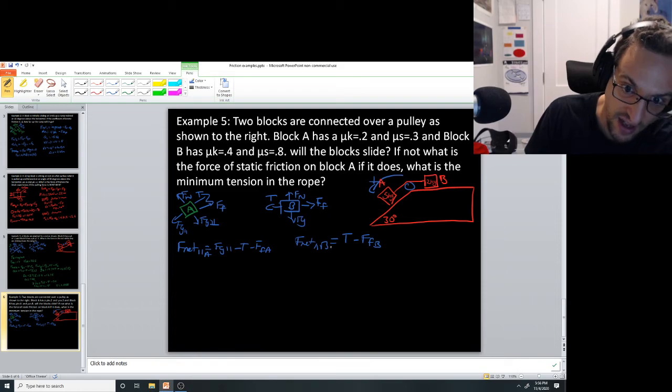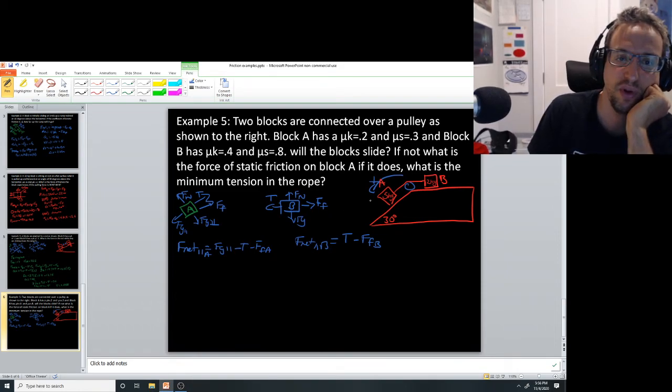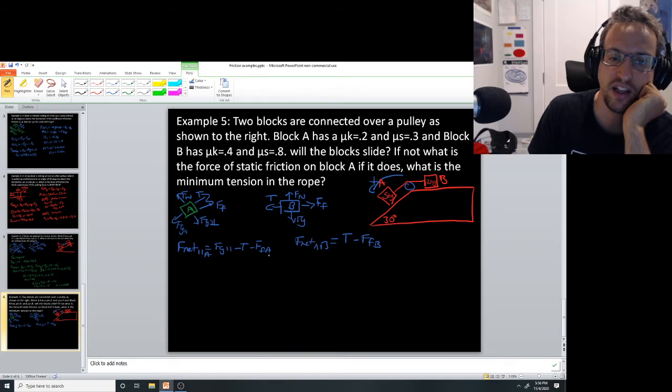Now, we're actually not going to add these two equations together yet, but I want you to think about it. FG parallel is pulling A down, and friction and tension are stopping it. Tension is pulling B forward, and friction B is stopping it. So if we did add these two together, we'd essentially have FG parallel minus the force of friction A minus the force of friction B. So basically, gravity has to pull harder than those two frictions can pull in order for it to stop moving.